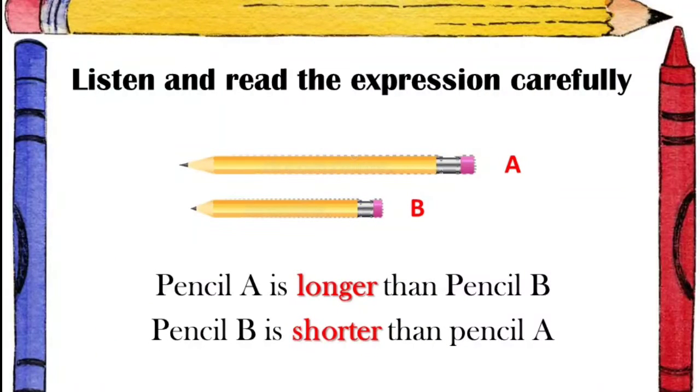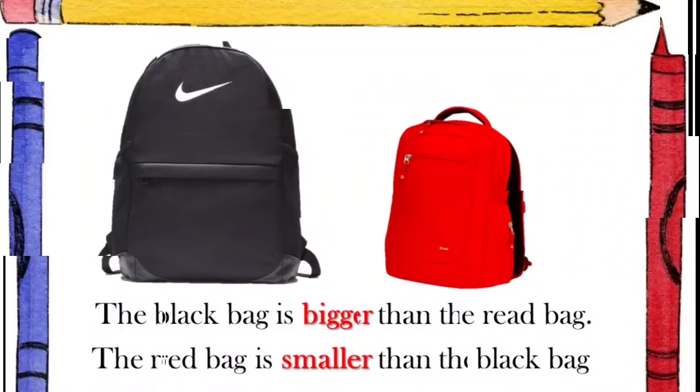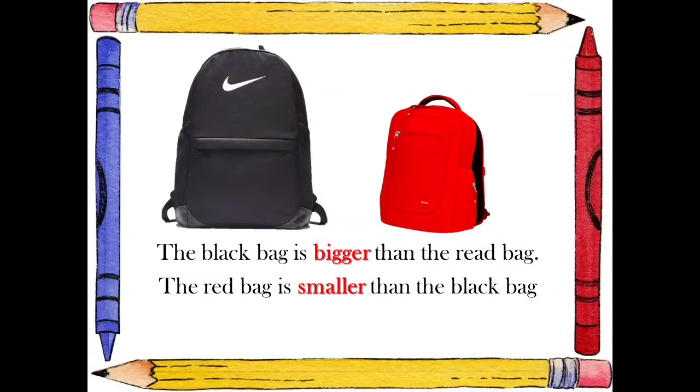Listen while reading the expressions carefully. Number 1. Pencil A is longer than pencil B. Pencil B is shorter than pencil A. Number 2. The black bag is bigger than the red bag. The red bag is smaller than the black bag. As you can see from the picture, the long pencil is compared with the short pencil, and the black bag is compared with the red bag.